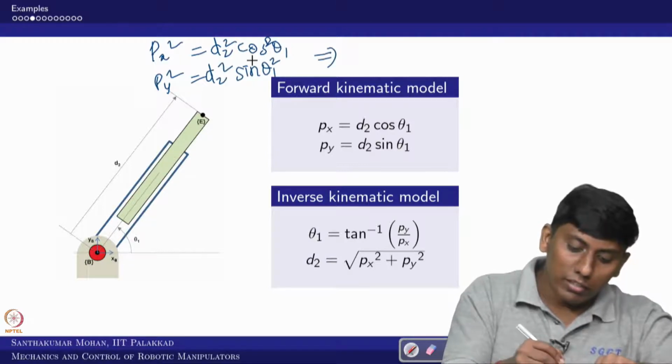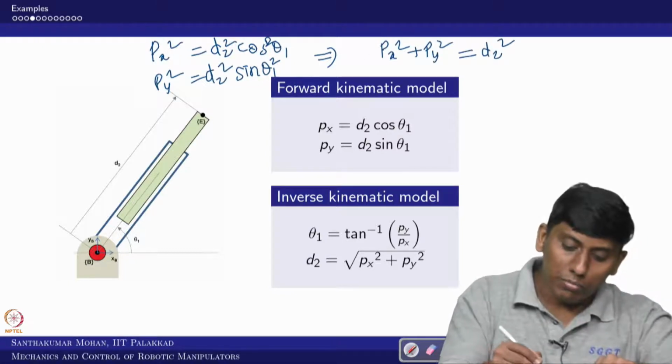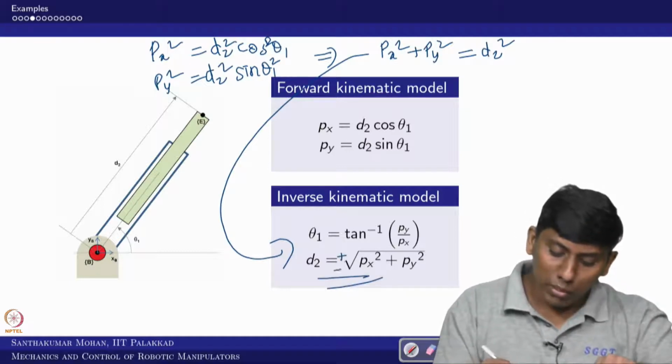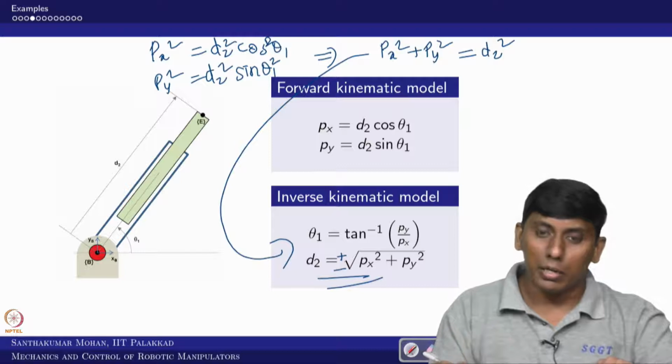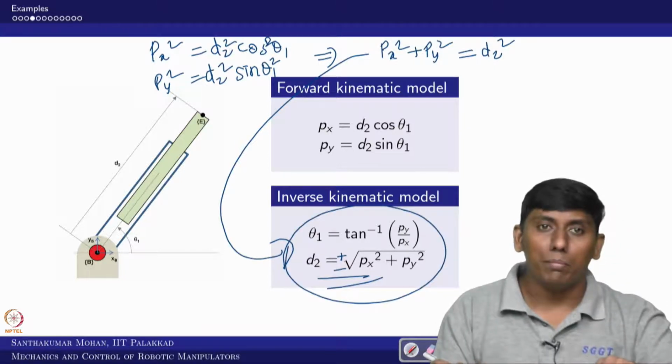So if you add these two, what will come? Px squared plus py squared equals d2 squared. From there you can get this relation. Now you can see this will give plus or minus.